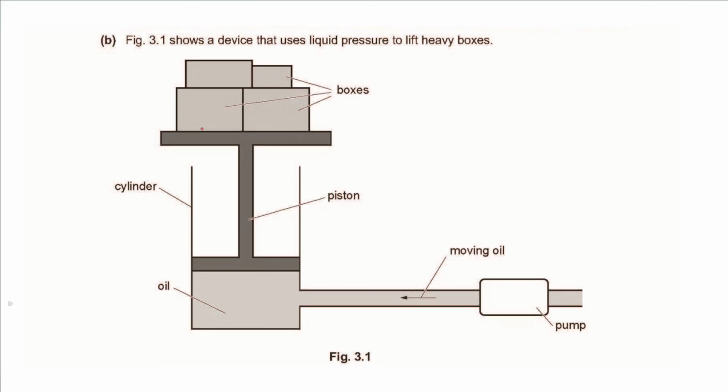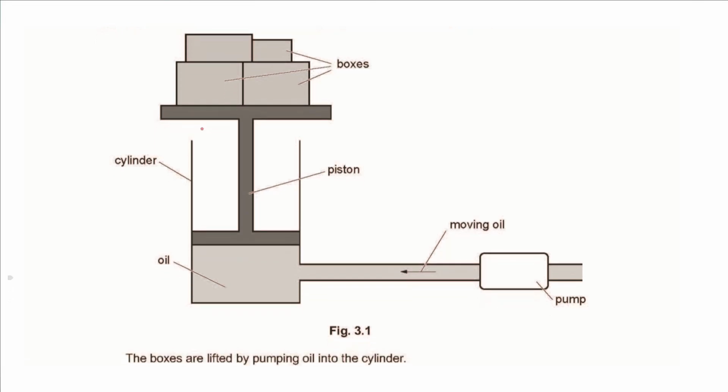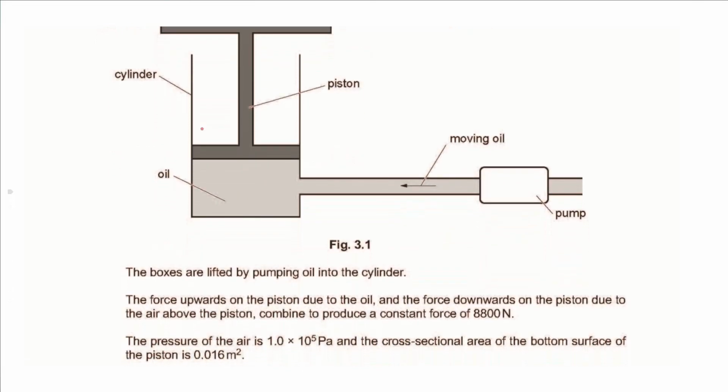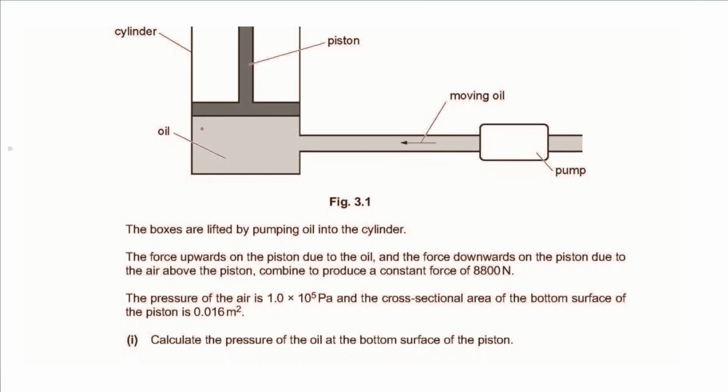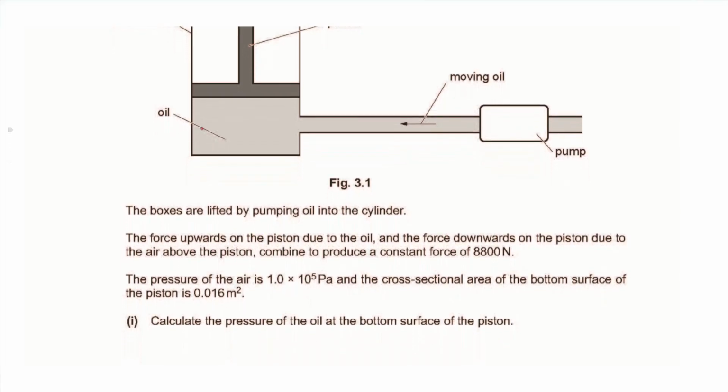We have a pump pushing the liquid, and the liquid is oil here, which pushes the piston upwards, carrying the heavy boxes. The boxes are lifted by pumping oil into the cylinder. The force upwards on the piston due to the oil and the force downwards on the piston due to the air above the piston combine to produce a constant force of 8,800 newtons.